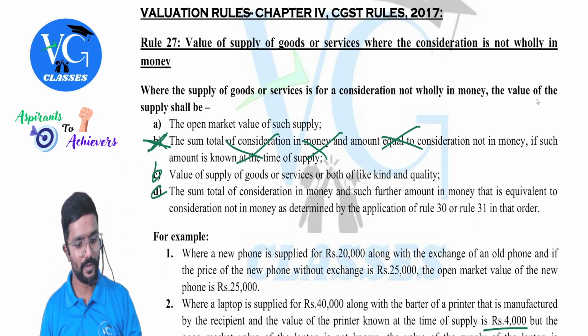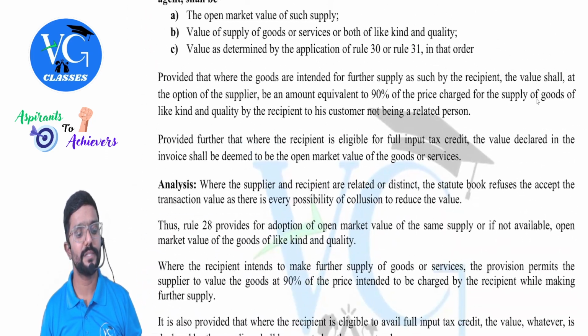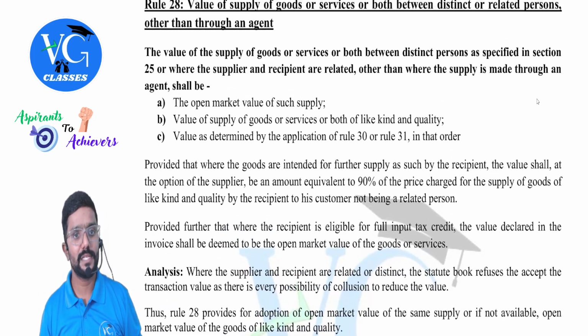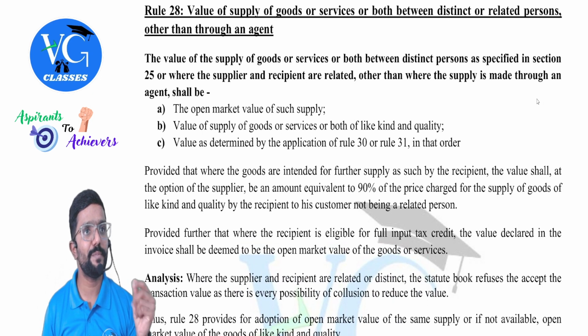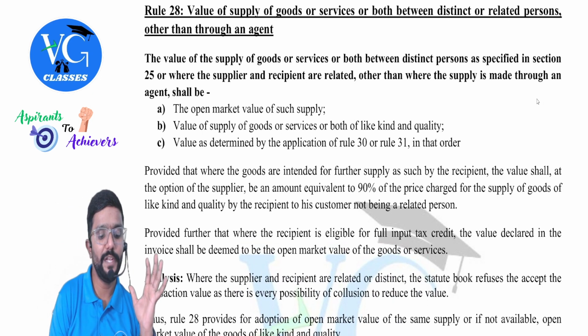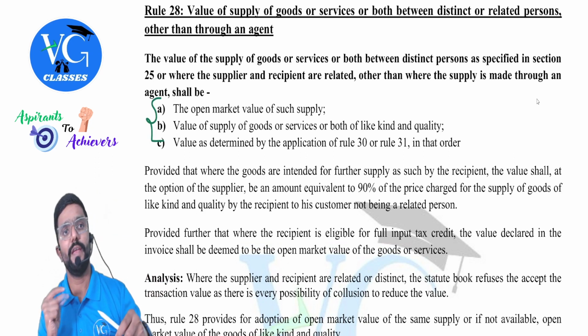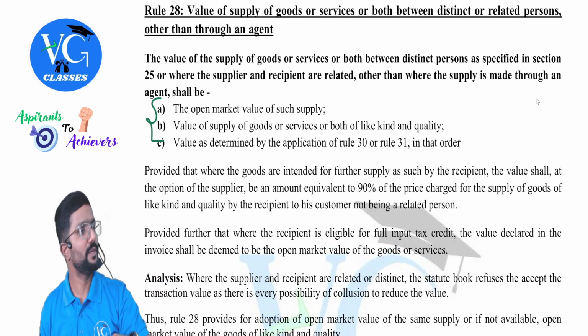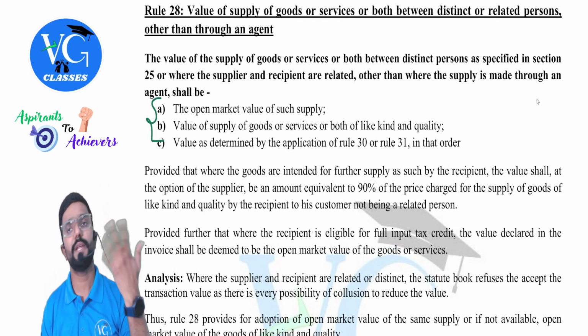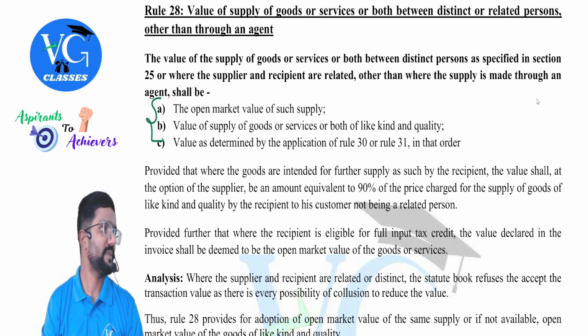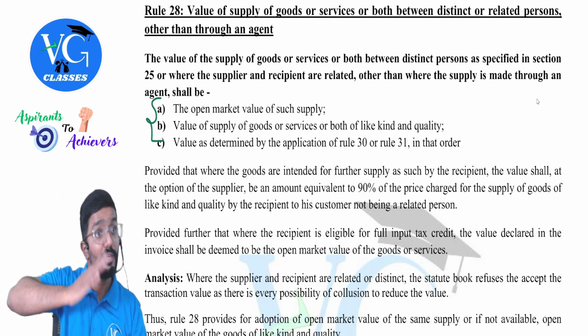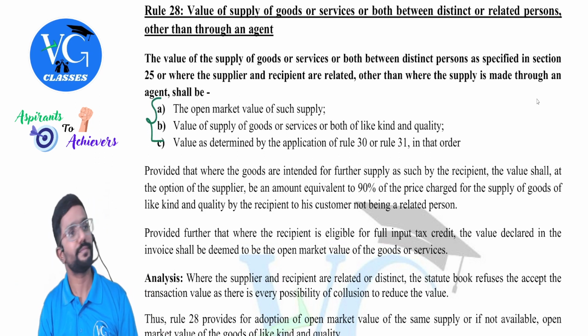Later, they also gave a proviso. What is it? Guys, listen here. If supplier and recipient are related, then we need to check these three from the order A to C. If A is available, that is the value of supply. If A is not available, then B. If A and B both are not available, then C. In C also, there are two things: 30, and if not 30, then 31.